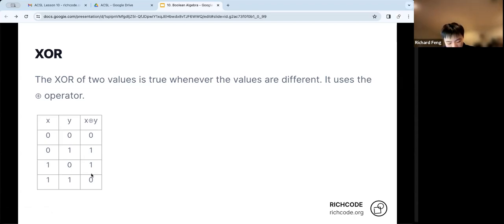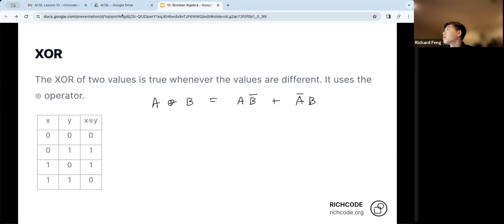There is a property that we have to know for XOR: A XOR B is the same thing as A and not B, or not A and B. I could draw a truth table to illustrate it, but preferably you should memorize it because you'll see this later on.